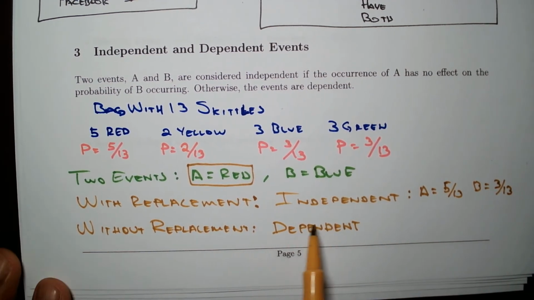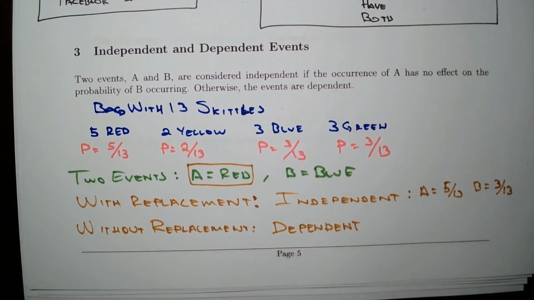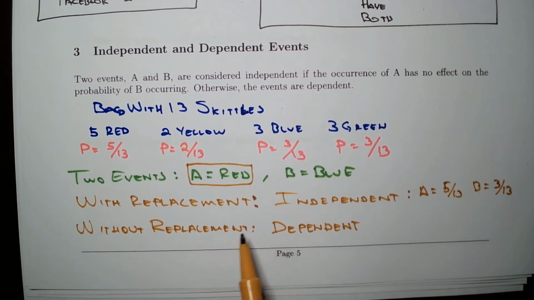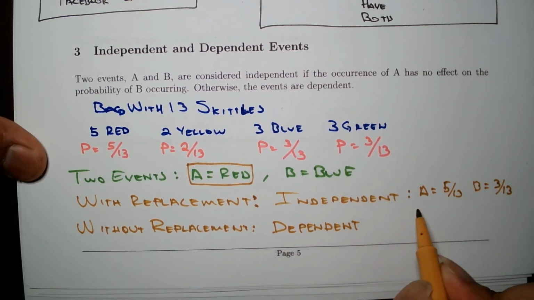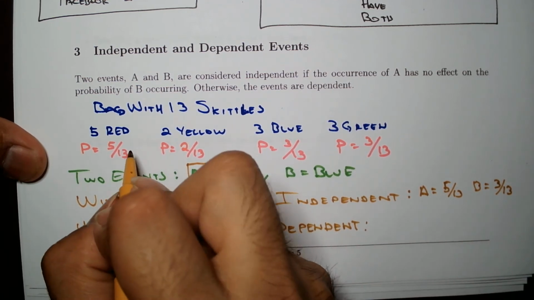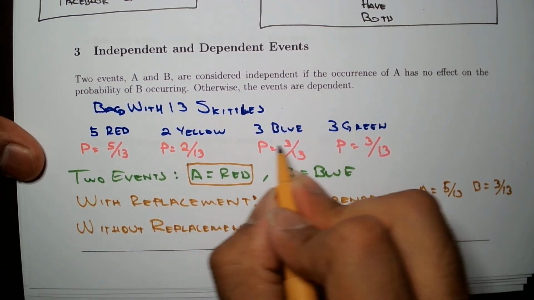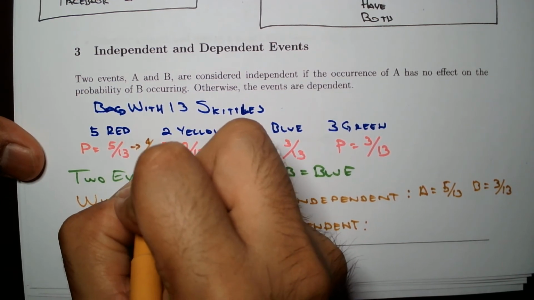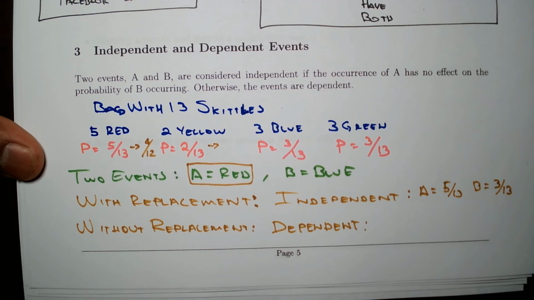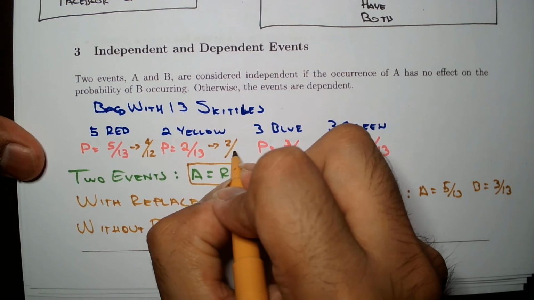However, if we don't replace it, if we eat the Skittle, or if we simply don't put it back in the bag, all these probabilities are going to change. So the fact that the first event occurs changes the occurrence of the second event. So if we get a red Skittle, well, on the second withdrawal, this is gonna change to 4/12, and then we are still gonna have our 2 yellow Skittles, but in this case out of 12.